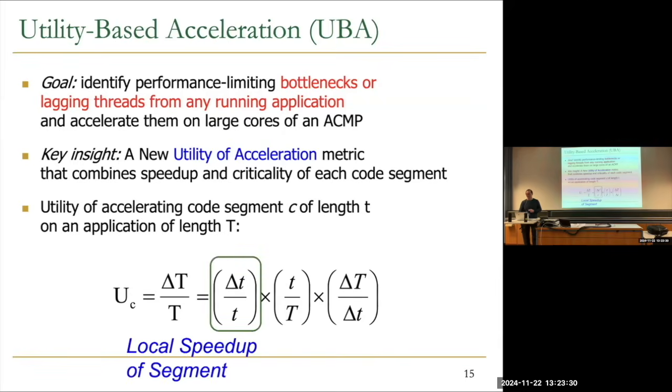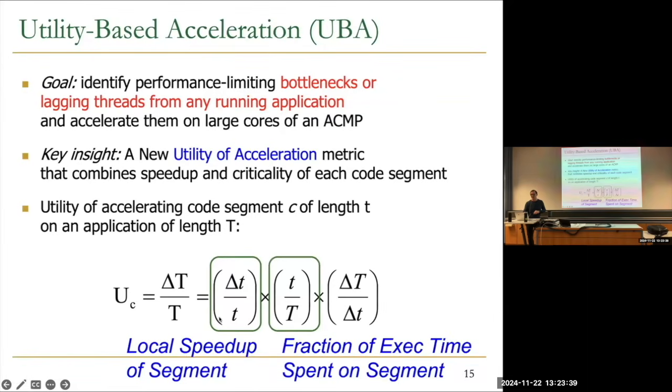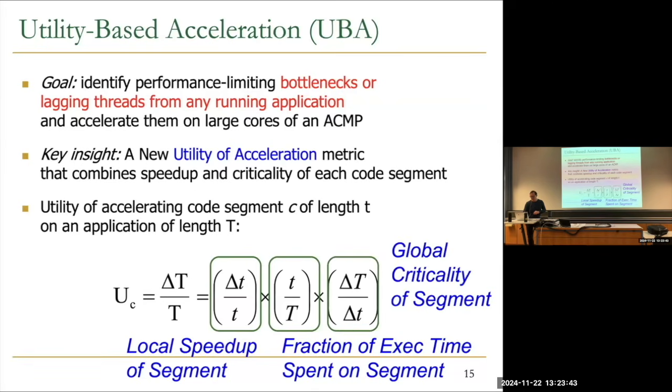But basically, if you really understand what's going on, this is the local speed up that you would get by accelerating that segment on a large core. This is the fraction of execution time that's spent on the segment, the importance of the segment for the application. And this is the global criticality of a segment, essentially, which is a more global measure of what's going on in the machine. And there are different ways of estimating each of these, which I'm not going to go into, but I like this methodical approach.